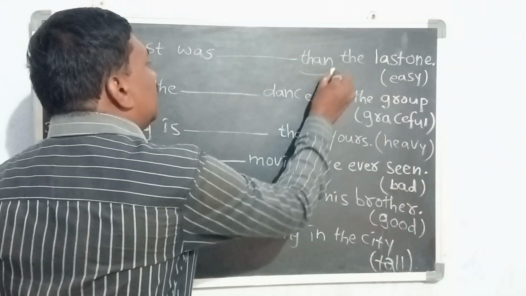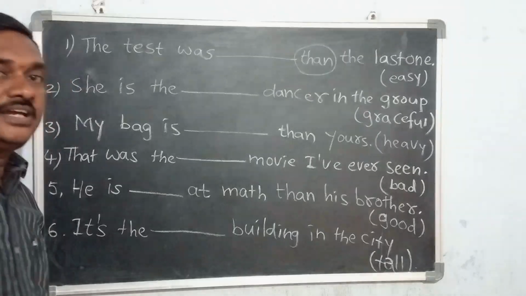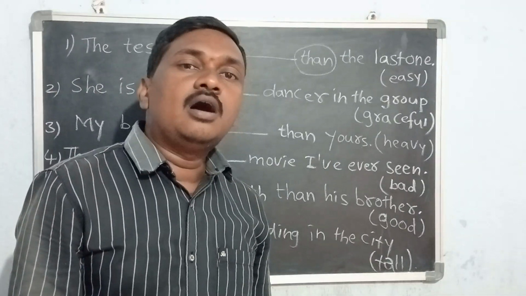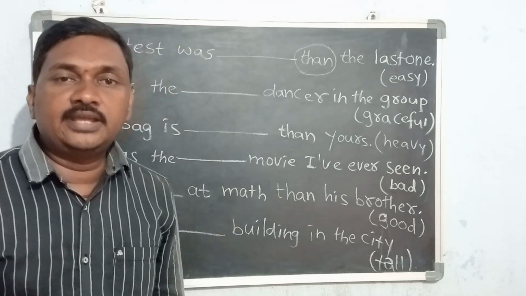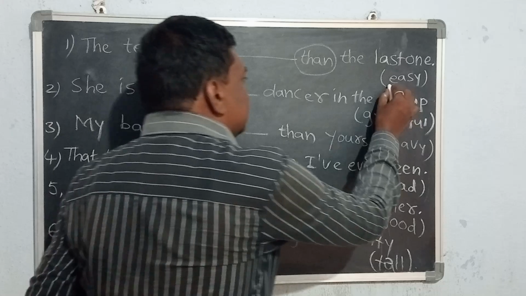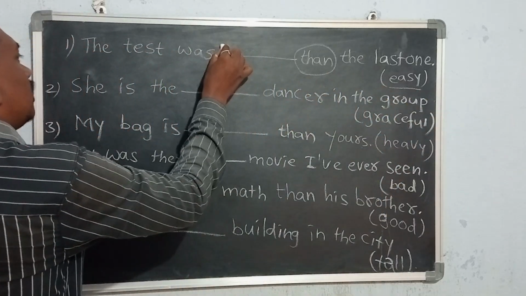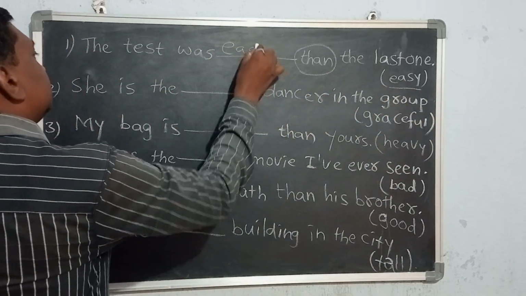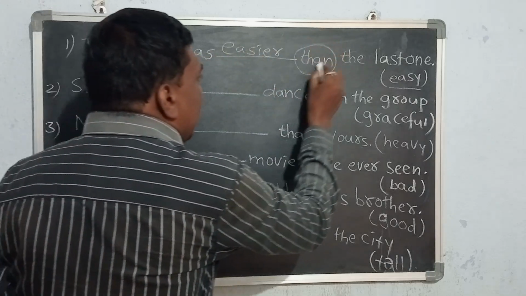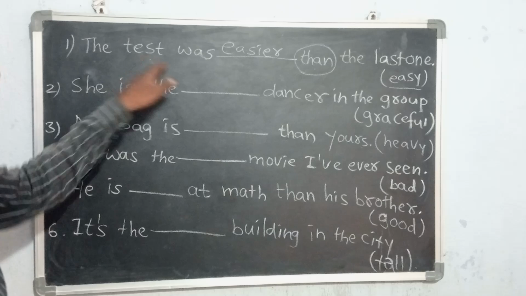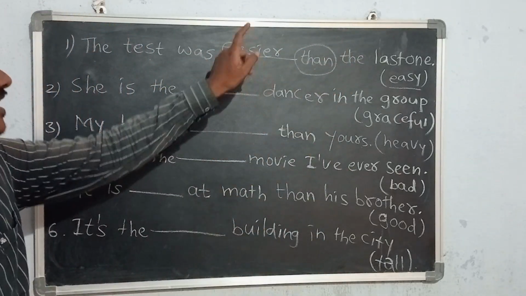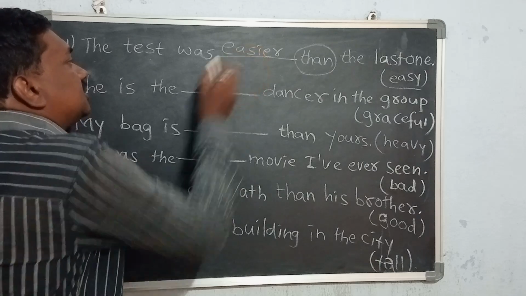So here the test was dash than the last one. Than is the keyword. Generally we write than after comparative degree, that is adjective 2. Here the given adjective is easy, so here we should write easier. The test was easier than the last one. Easier is the right answer.